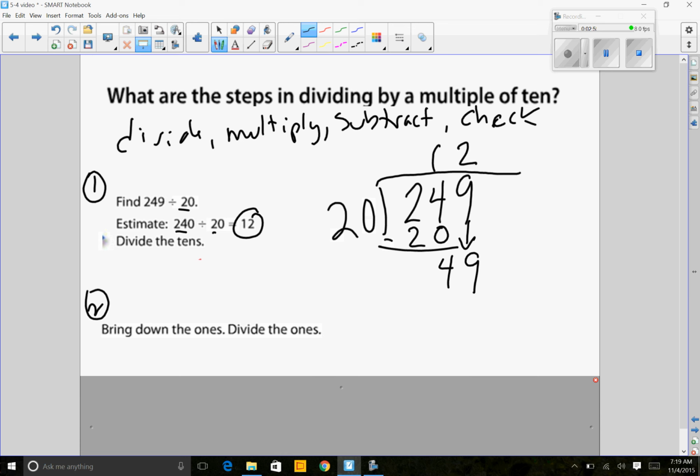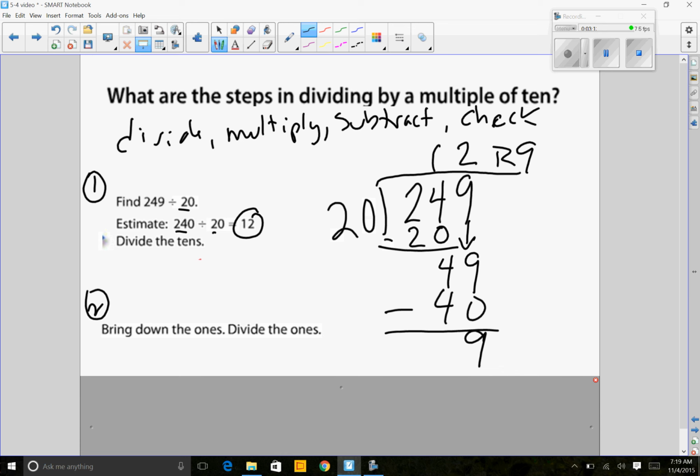So we divided. Now we're going to multiply. 2 times 20 is 40. Then we're going to subtract. And now we're going to check. Sure enough, 9 is lower than 20. So I get an answer of 12, remainder 9.